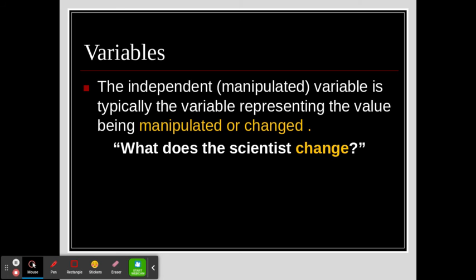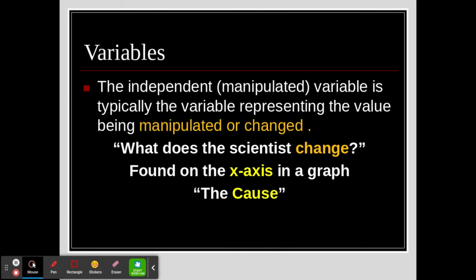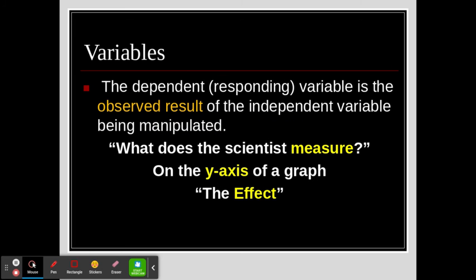So what does the scientist change? All the different colors of the light on the plants. When you're making a graph, you put it on the x-axis, which is the axis that goes across. And then it's always the cause of the change, the cause of that change. On the other hand, that's your independent variable.